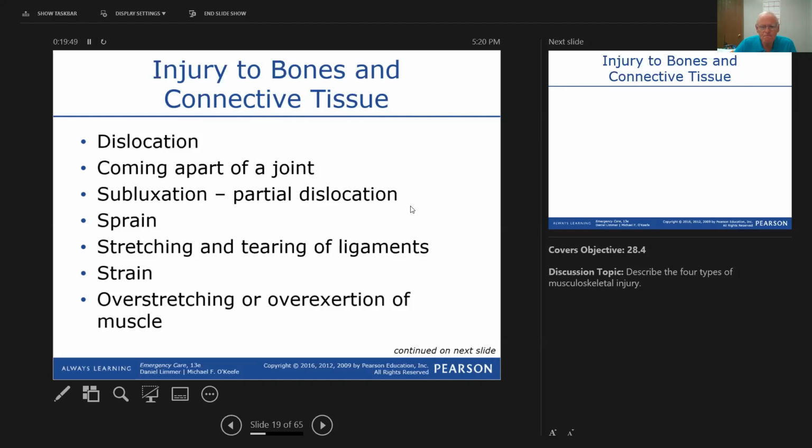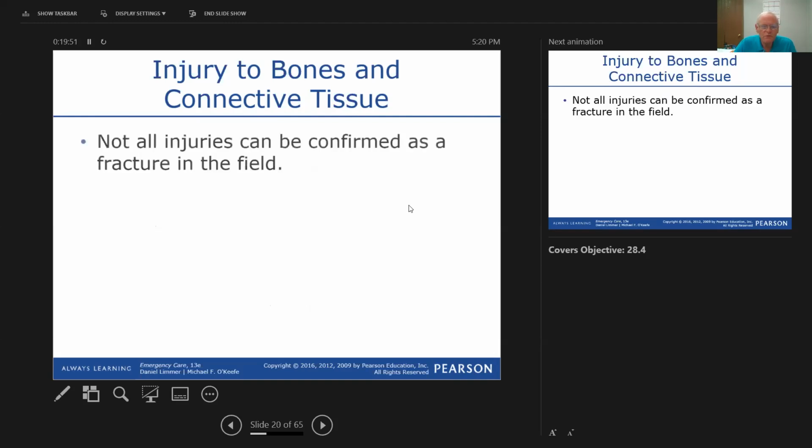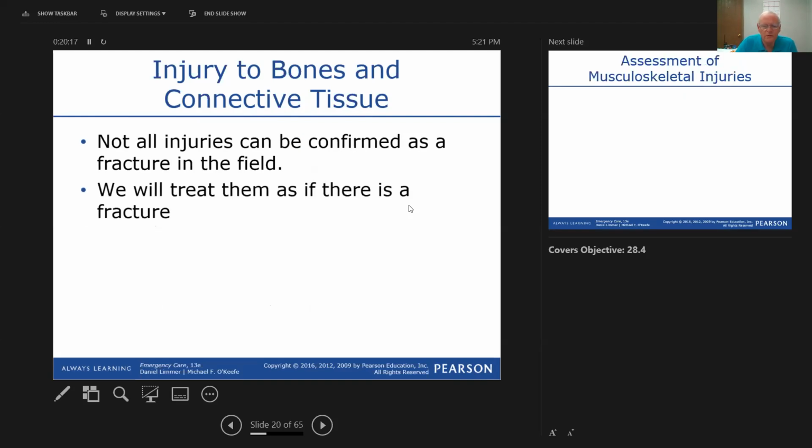Okay. So not all injuries can be confirmed as a fracture. We don't have x-ray vision. We can't always tell if something's broke or not. I mean, there are some that are obvious. We see the bone end sticking out, their forearm is off at 90 degrees, things like that. But just because they're painful, swollen, and tender doesn't necessarily mean it's broke. Could be just soft tissue injury. But the whole thing is we're going to treat them as if it is broken, okay?